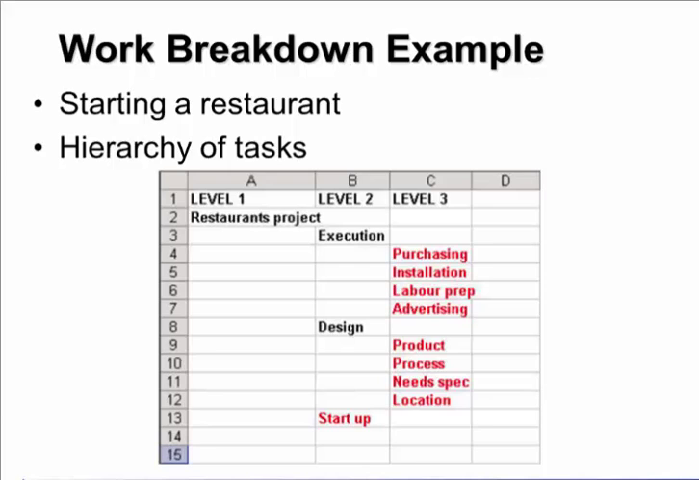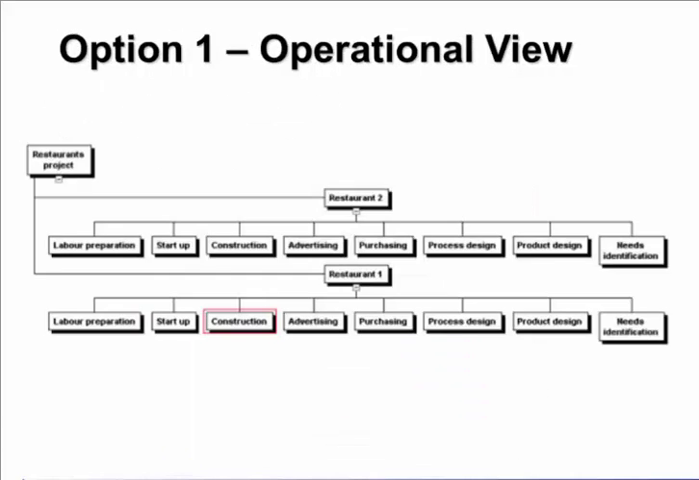You then go to the next level and break its parts down into purchasing, installation, labor, advertising. You're designing the product, process, specific needs, and then you start it up. So you can see how each one, by a full understanding of the requirements, which often involves an interface to the customer. Remember, the customer knows what they want, and they can help you produce this outcome. So you have a breakdown example.